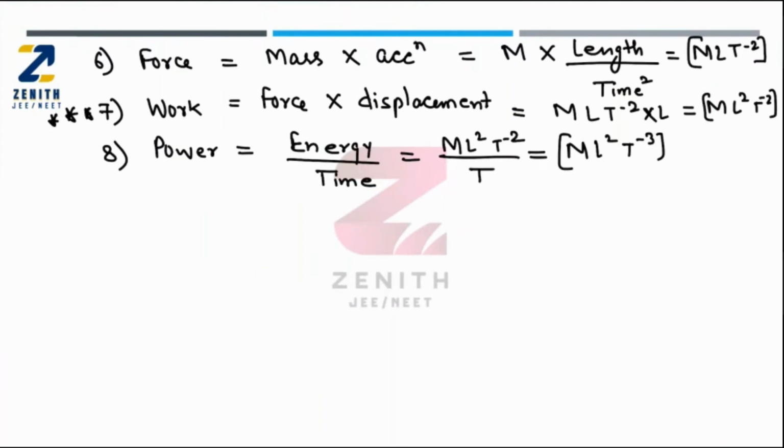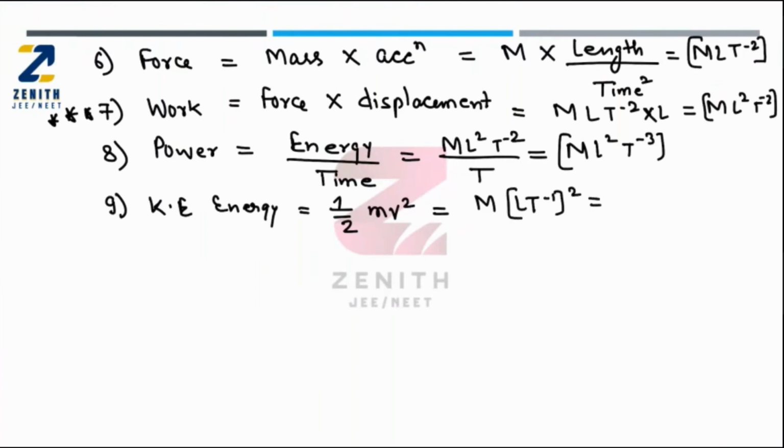now so work is force into displacement. Similarly, if I want to write down for kinetic energy is half m v square. This is also energy. So work energy having the same dimension. If you want, you can check it. Mass के लिए M, v square. V की dimension is L T minus 1. If you take the square, you will get as M L square T minus 2.